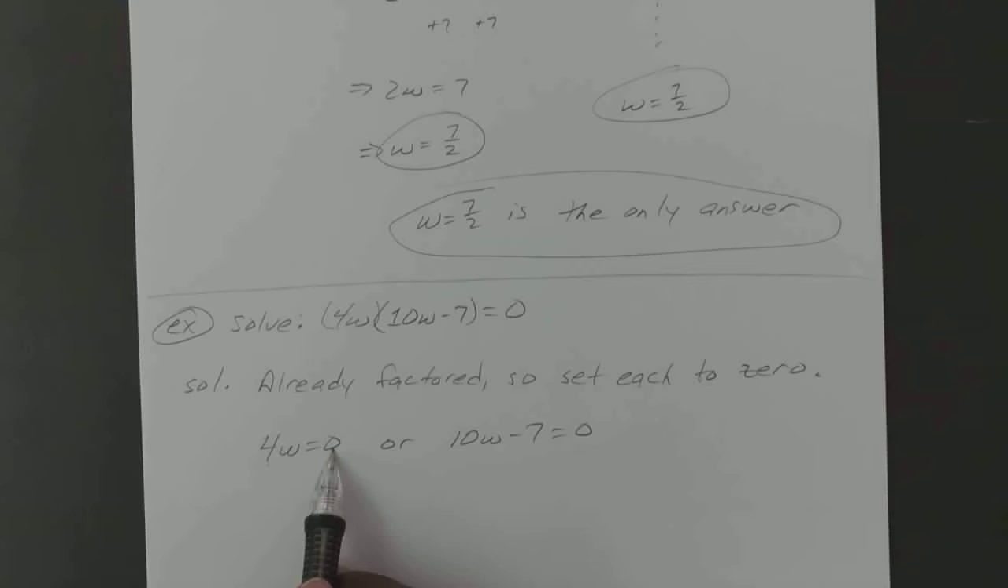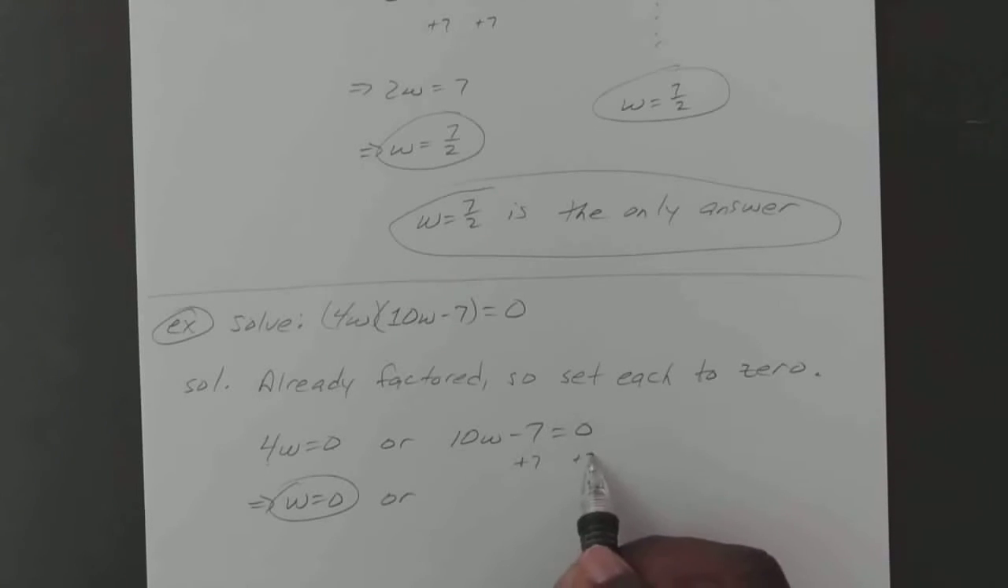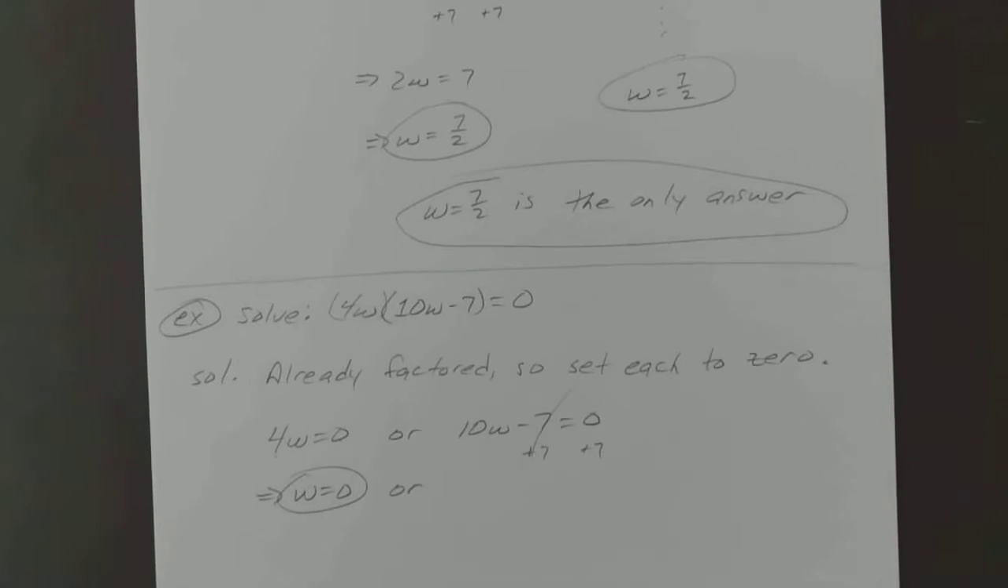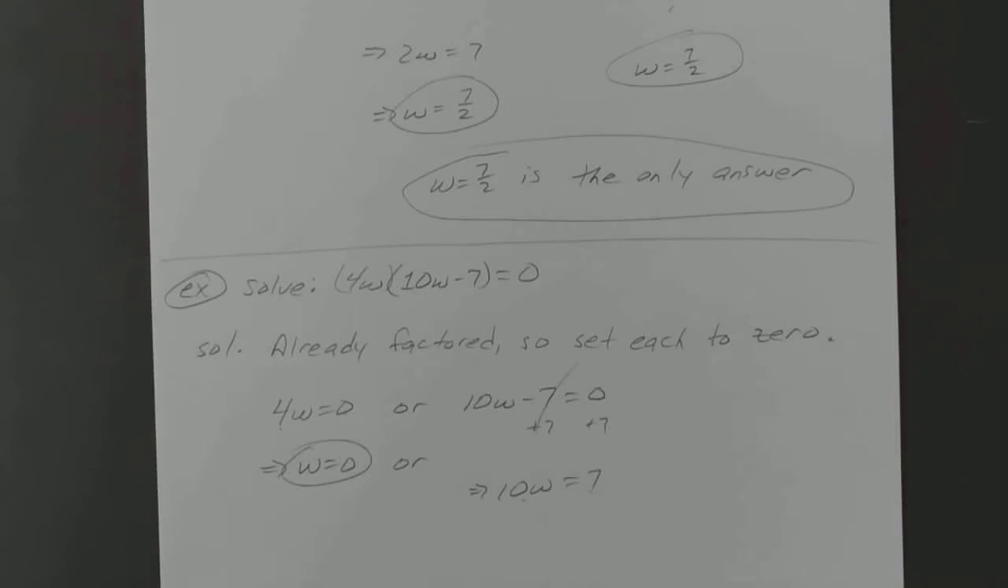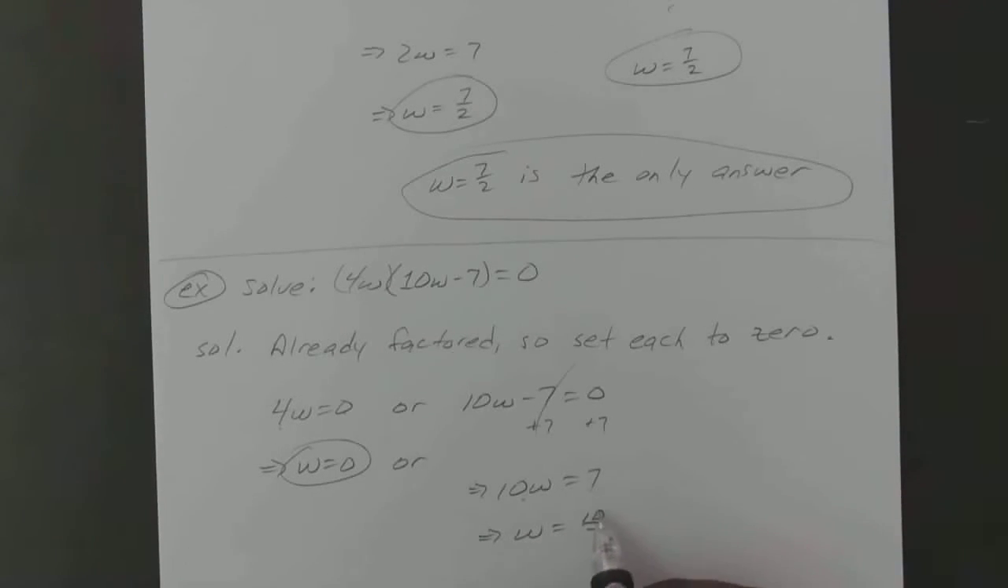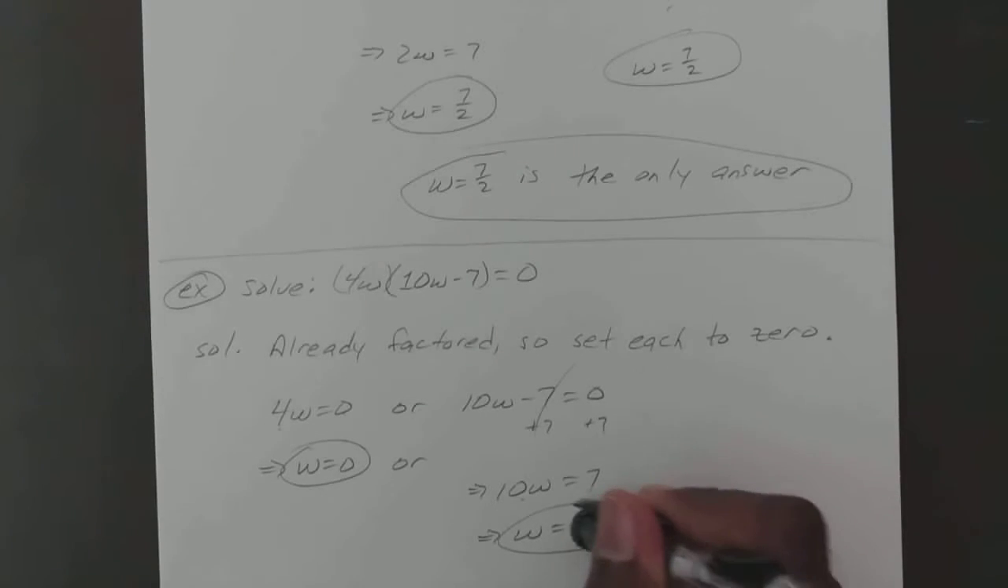Okay, so for this one, if we divide both sides by 4, 0 divided by anything is just going to be 0. So you have w can equal 0. Or, here, if we add 7 to both sides, that cancels out. So you have 10w equals 7. Divide both sides by 10. You get w equals 10 over 7. Nope, 7 over 10, sorry about that.